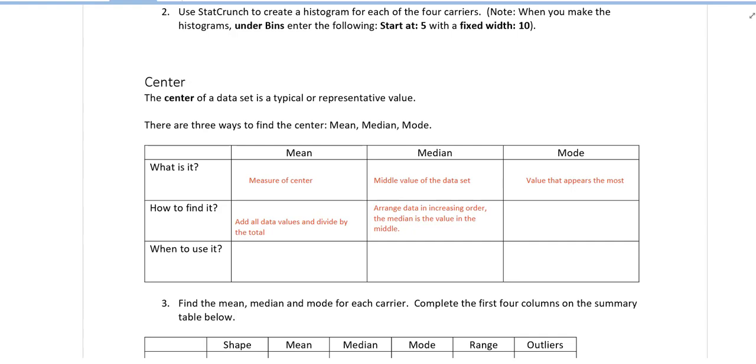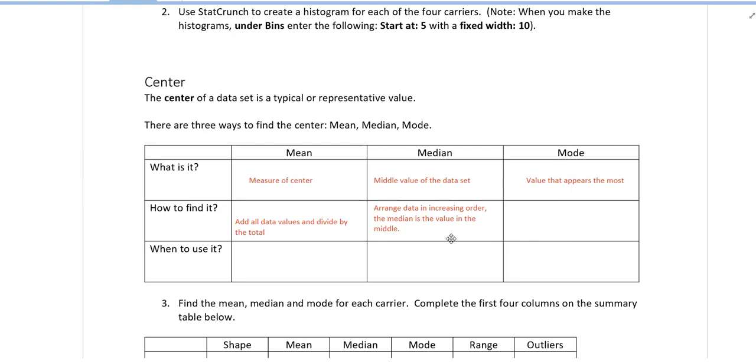Now, a note here that if you have an even number of data values, then you won't have a middle, right? And so then what you do is you take the 2 in the middle and average those 2 out. So if you had 6 data values, you will take the 2 in the middle, add them together and divide by 2. So that's how you find the median when it's an even number.